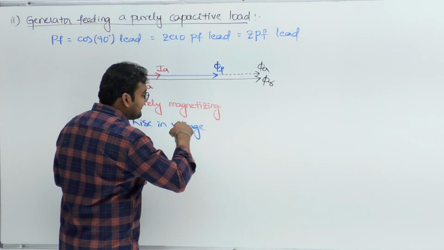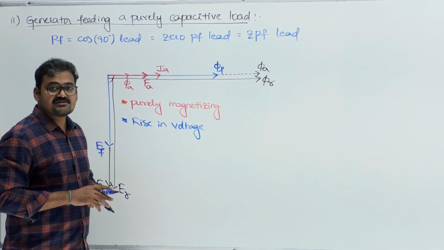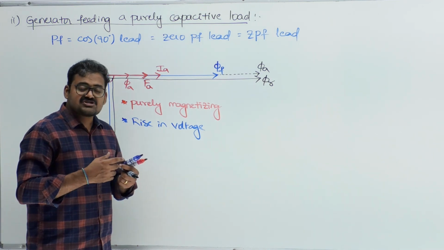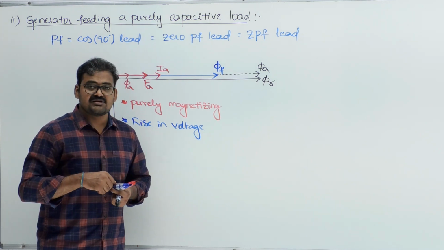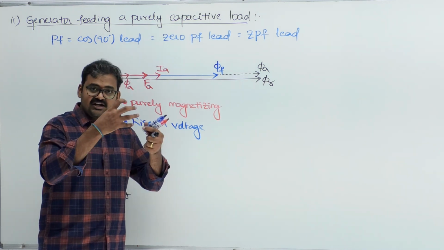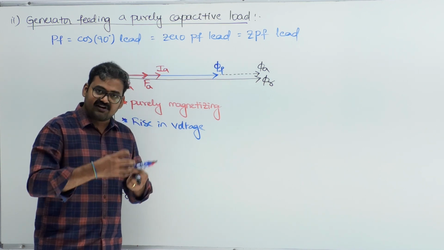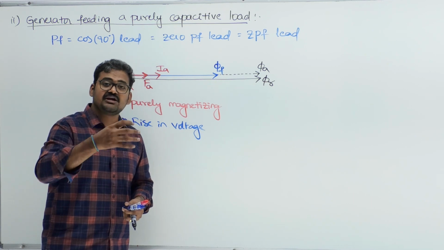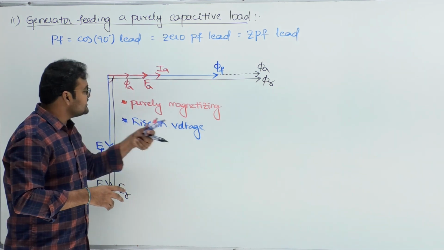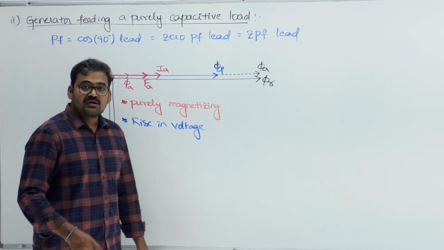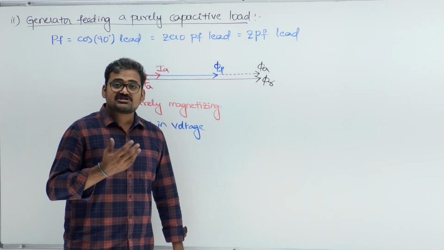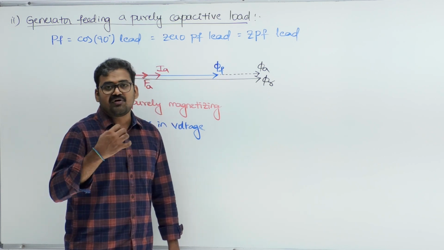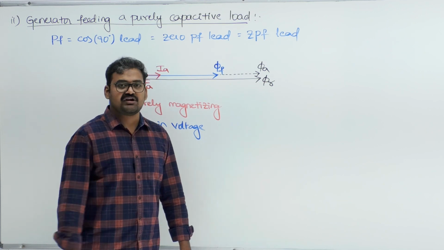What about zero power factor lagging that we discussed in the previous case? When the load is purely lagging type, armature reaction is purely demagnetizing in nature. Demagnetizing means resultant flux will decrease. Resultant flux decreases means induced EMF will also decrease. That is representing drop in voltage. But this is rise in voltage. Okay? So, the nature of armature reaction will always depend upon the type of load power factor. Is it lagging power factor load or is it leading power factor load?